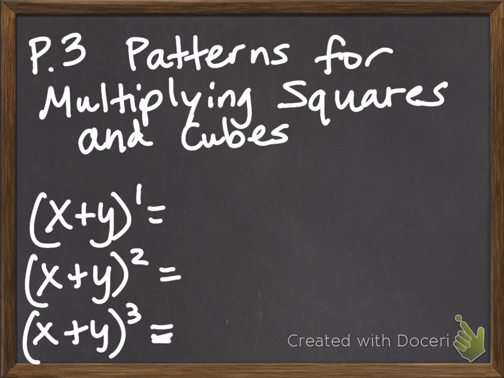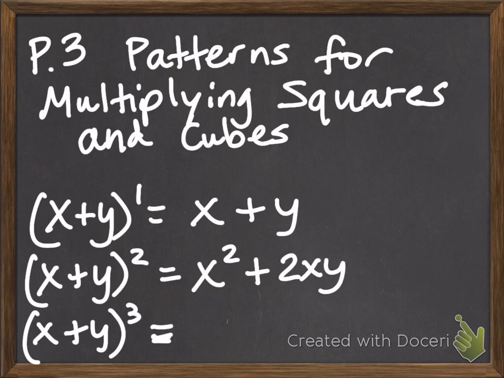Also within section P3, you learn how to do a multiplication of a quantity squared and quantities cubed. So if you did x plus y quantity to the first power, we would just get x plus y. If we did x plus y quantity squared, if you FOILed that out, you would get x squared plus 2xy plus y squared.